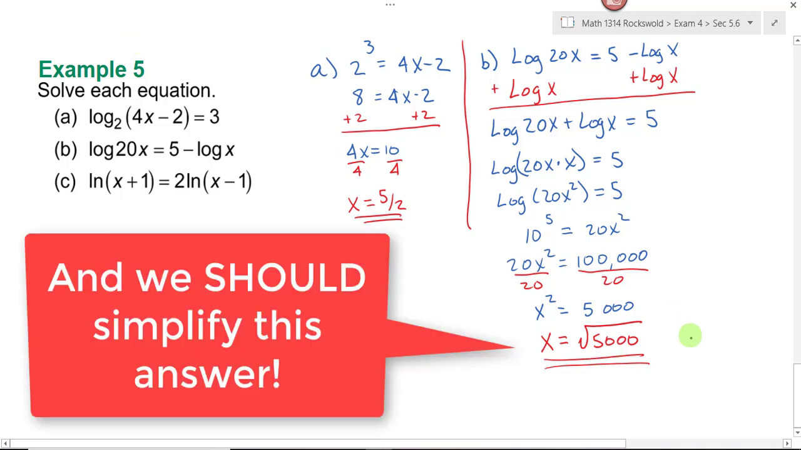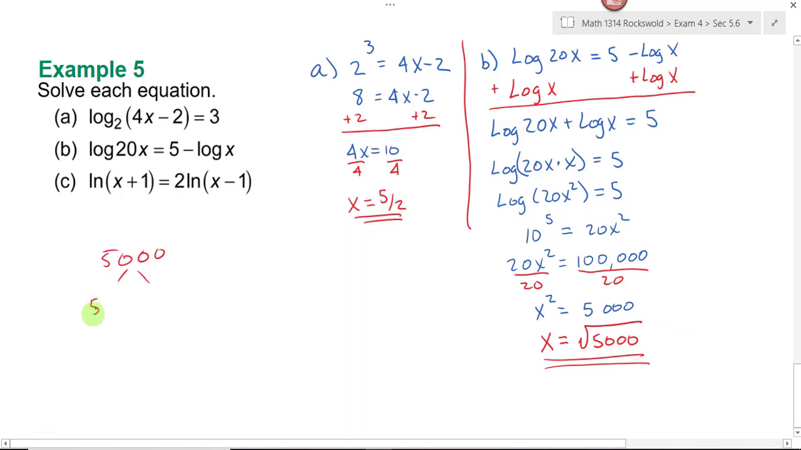Now we could simplify this because I could rewrite 5,000 as, well, that's 50 times 100, and 100 is a perfect square, and 50 I could write as 25 times 2, and 25 is a perfect square. So this would be equal to 10 times 5 is 50 square roots of 2. And then on part C, we have the natural log of x plus 1 equals 2 times the natural log of x minus 1. What do I need to do so that I can solve this problem?